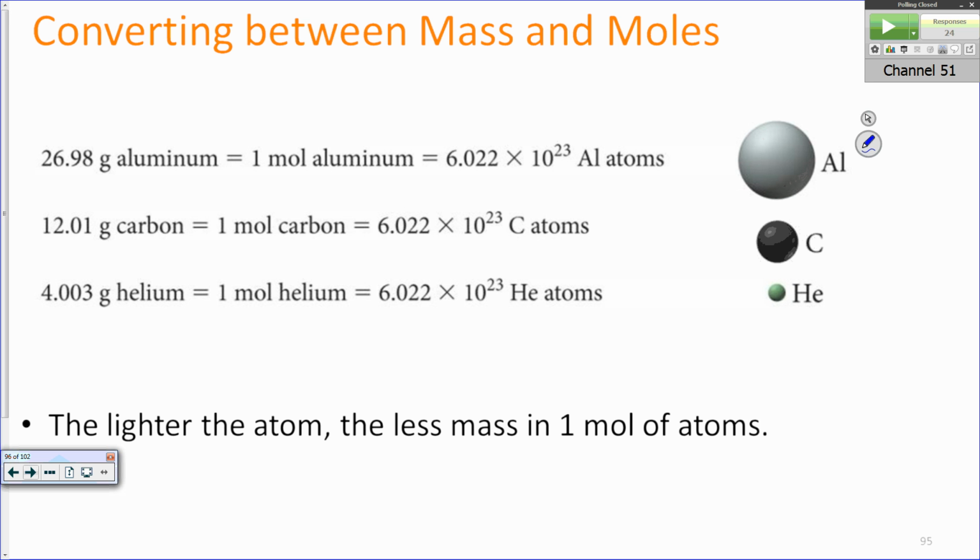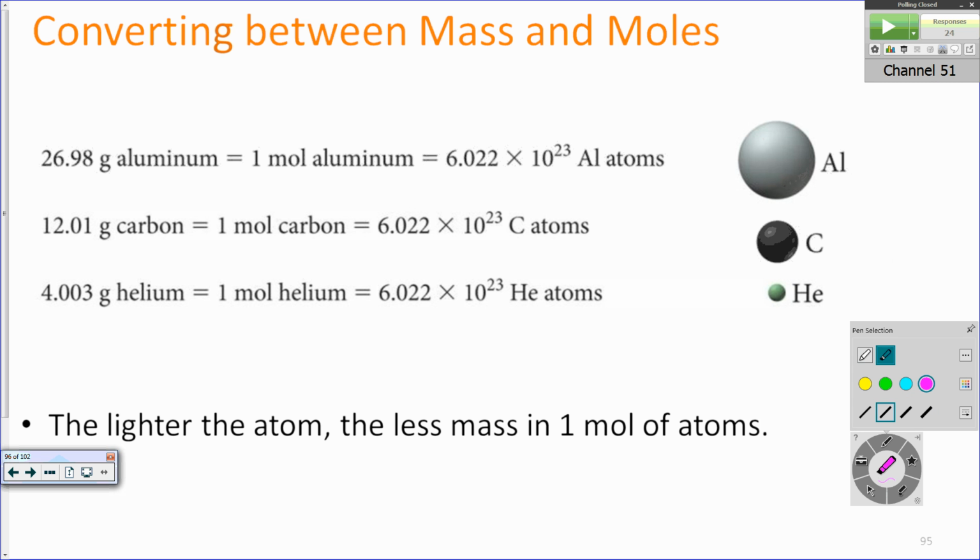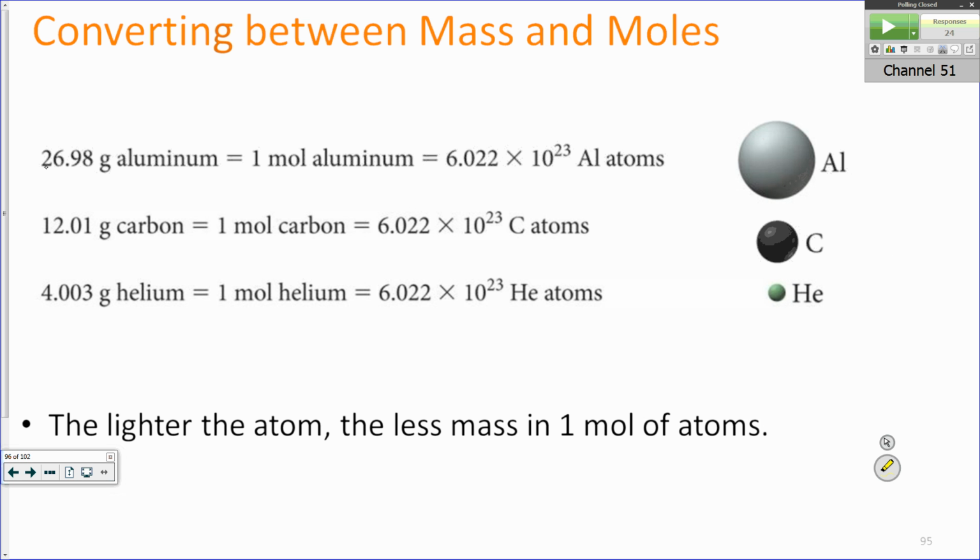Now, they can vary in size. So if we look at an example of these guys, these are some different substances and how the amounts of the substances vary. If I look at right at 27 grams of aluminum, that's 1 mole of aluminum. It's Avogadro's number of aluminum atoms. 12.01 grams of carbon is 1 mole of carbon atoms. It's Avogadro's number of carbon atoms. If I look at helium, helium's much lighter than either of those. Helium weighs 4.003. So that mass of helium is 1 mole of helium, Avogadro's number of helium atoms.